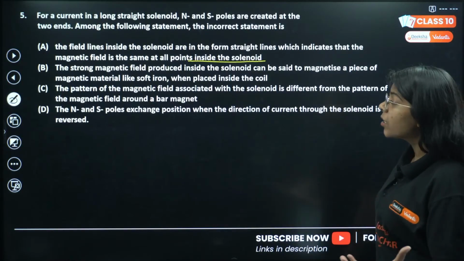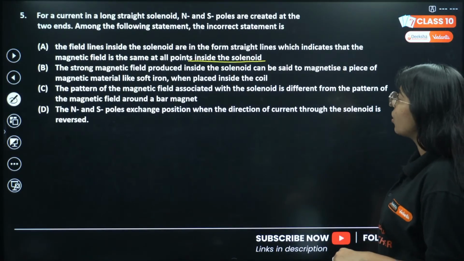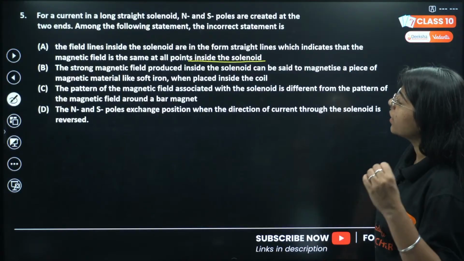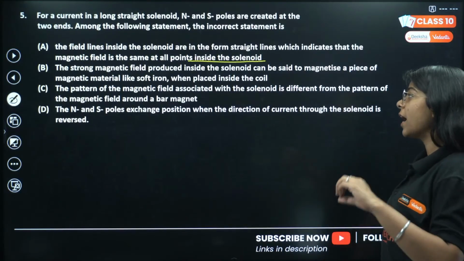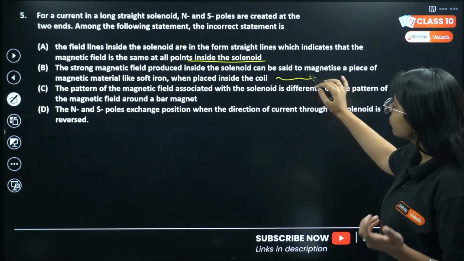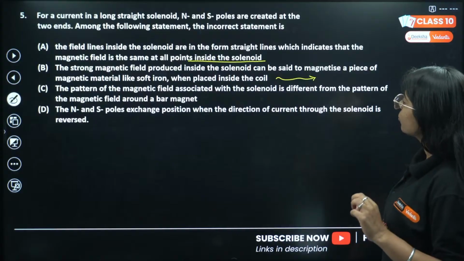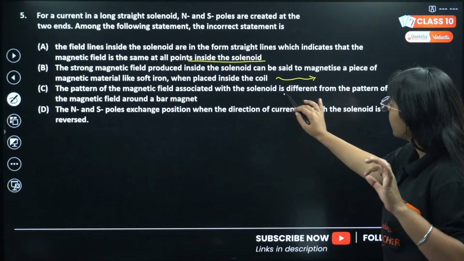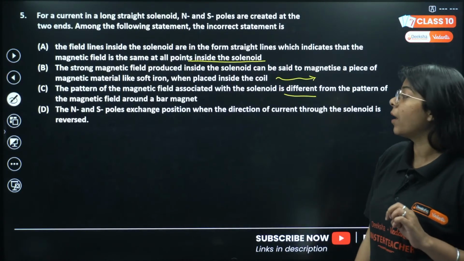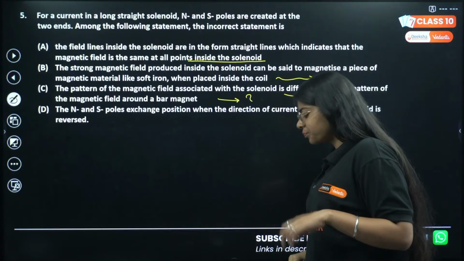Correct. Second option: the strong magnetic field produced inside the solenoid can be said to magnetize a piece of magnetic material like soft iron when placed inside the coil. Okay, that we have also studied. The pattern of magnetic field associated with the solenoid is different from the pattern of the magnetic field around a bar magnet. Okay, let me see this one.